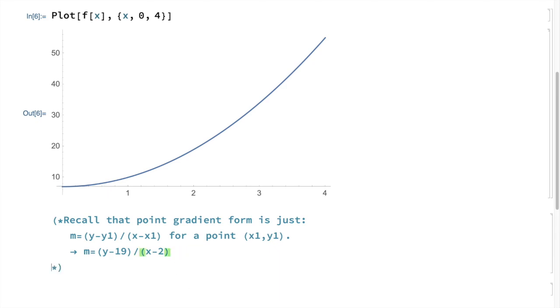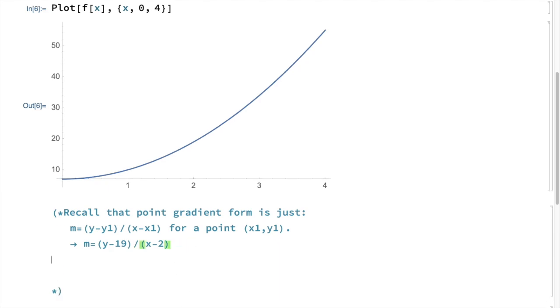Now all I need to do is just fancy algebra in order to get this into y equals mx plus b form. Well, remember, this is the denominator. I can cross multiply that to the other side, and I'll have m times (x minus 2) is equal to y minus 19. All right, so I just cross multiplied the x minus 2 to the other side.